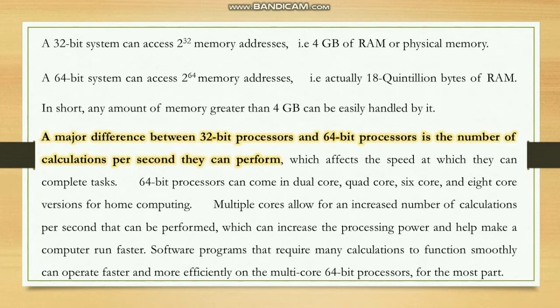Multiple cores allow for an increased number of calculations per second, and this can be performed by increasing the processing power and help make a computer run faster. Software programs that require many calculations to function smoothly can operate faster and more efficiently on a multi-core 64-bit processor.